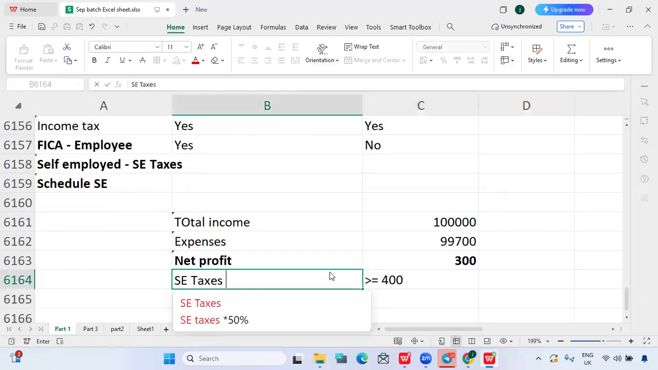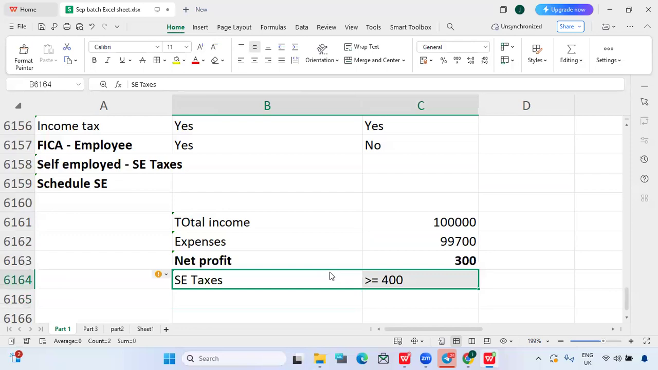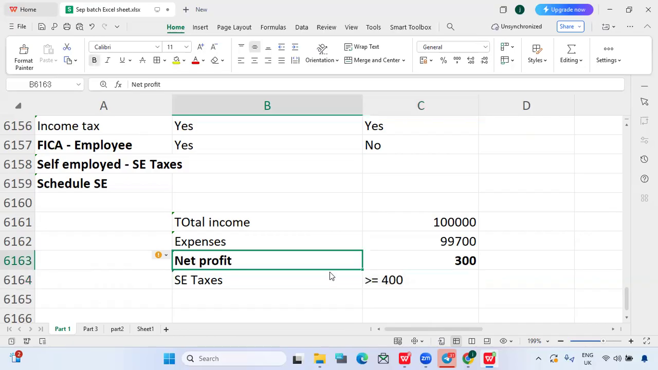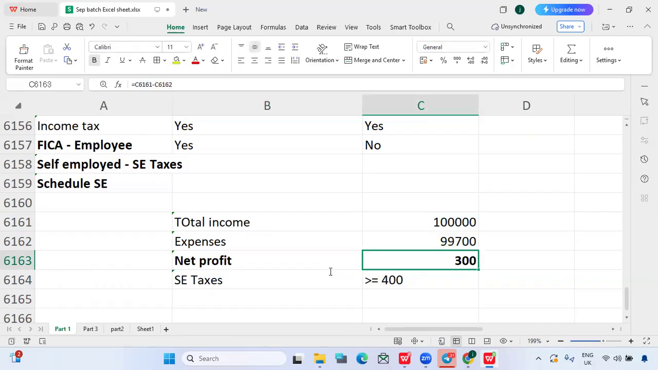When SE taxes will be applicable, this is a single-line question we can expect. So when to pay SE taxes? If your self-employment income is more than or equal to $400, then we must pay self-employment taxes. And in our case, what is your net profit? It is less than $400. Do we need to pay SE taxes? No. In this case, no SE taxes.